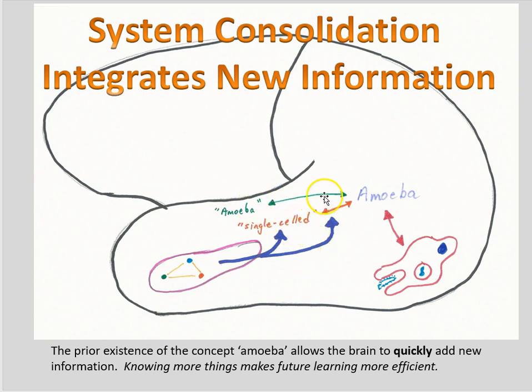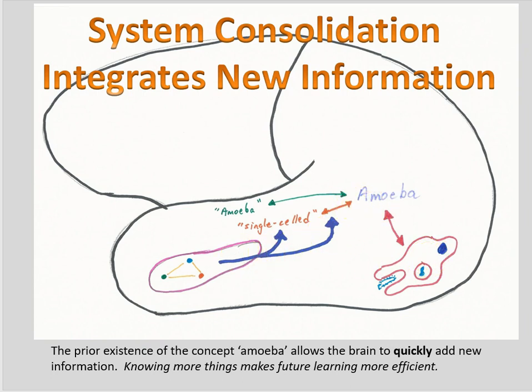So on subsequent days, I might learn that amoeba are single-celled. Maybe I didn't know that the first learning episode, but I learned it the second day. Well, system consolidation can integrate that fact into the network of knowledge in my semantic memory, and I can build this network of knowledge and keep adding things to it. In fact, scientists suspect that the richer that our semantic memory system is, the easier it is to learn more. So knowing more things makes future learning more efficient. So if we have a lot of knowledge stored in our semantic memory, it makes it easier to insert new knowledge into that network.